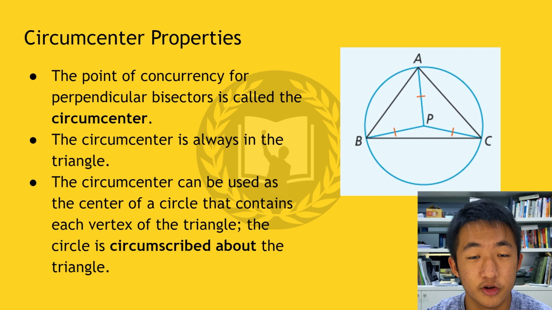Since the circle is outside of the triangle and all three vertices of the triangle are on the edge of the circle, we can say that the circle is circumscribed about the triangle. This is also why this point of concurrency is called the circumcenter.